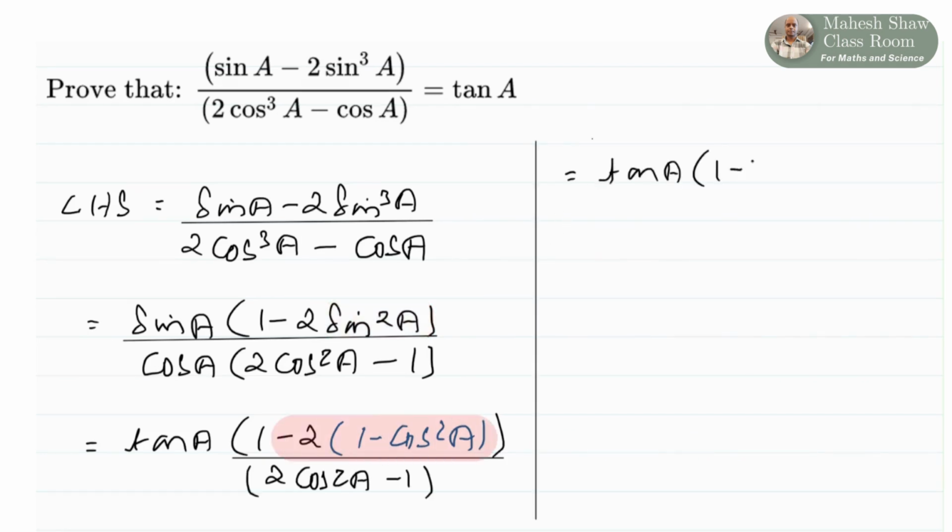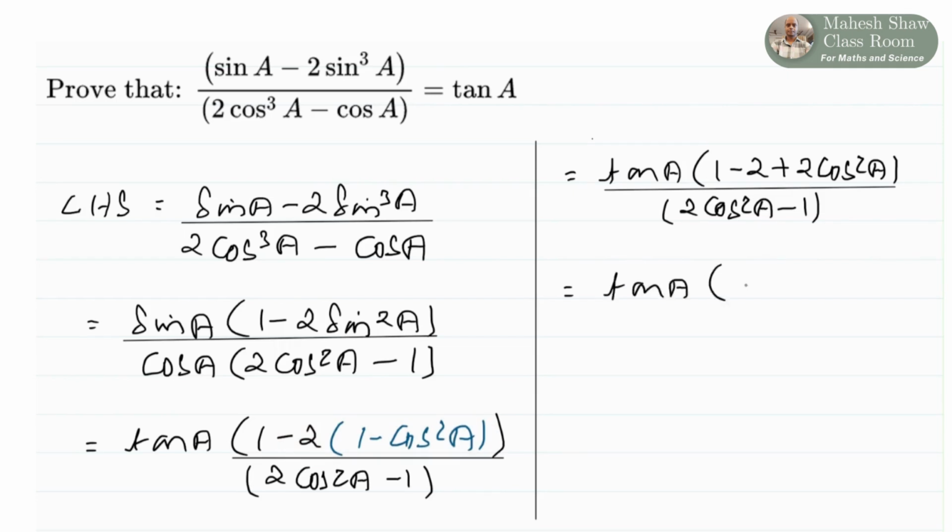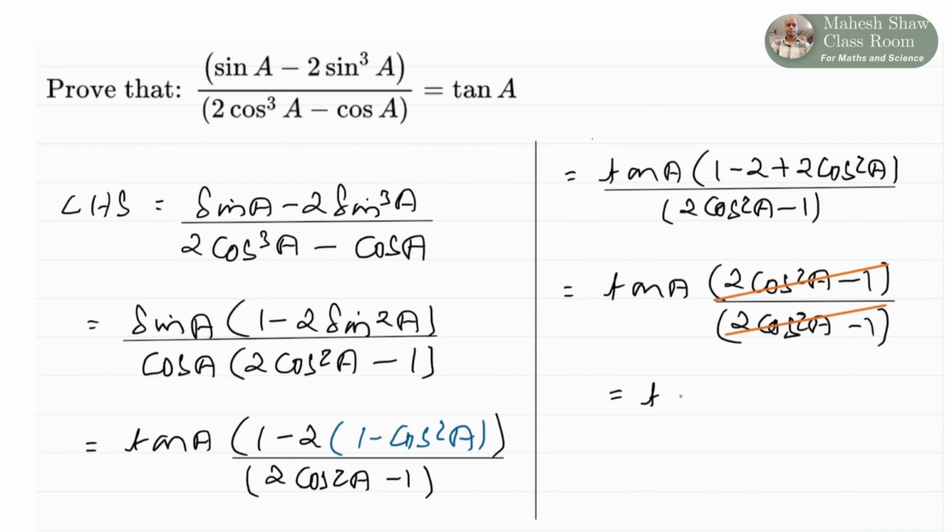Now opening the bracket, we get 1 minus 2 plus 2 times cos square A, that whole divided by 2 cos square A minus 1. This is tan A. On simplifying this, 1 minus 2 is what? Minus 1. So first we'll write 2 cos square A minus 1, that whole divided by 2 cos square A minus 1. So 2 cos square A minus 1 gets cancelled. That results to give tan A, and that is equal to the RHS.